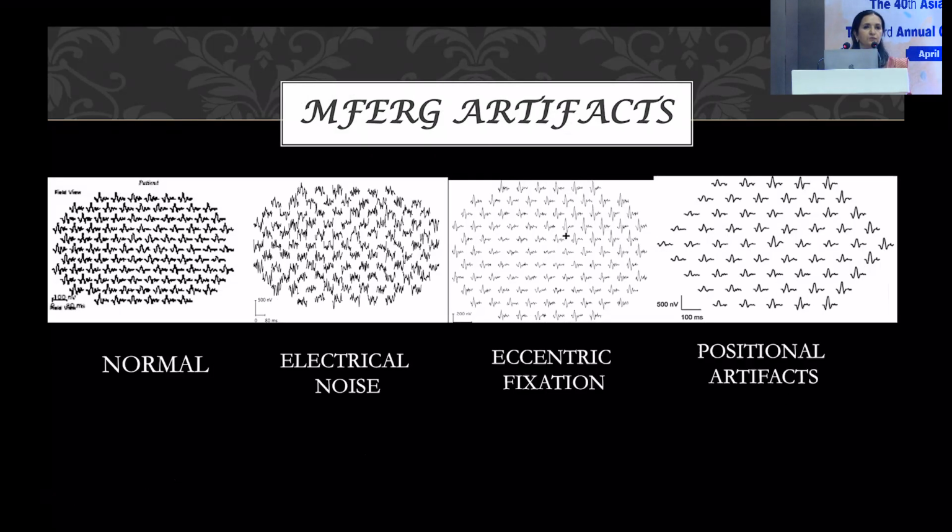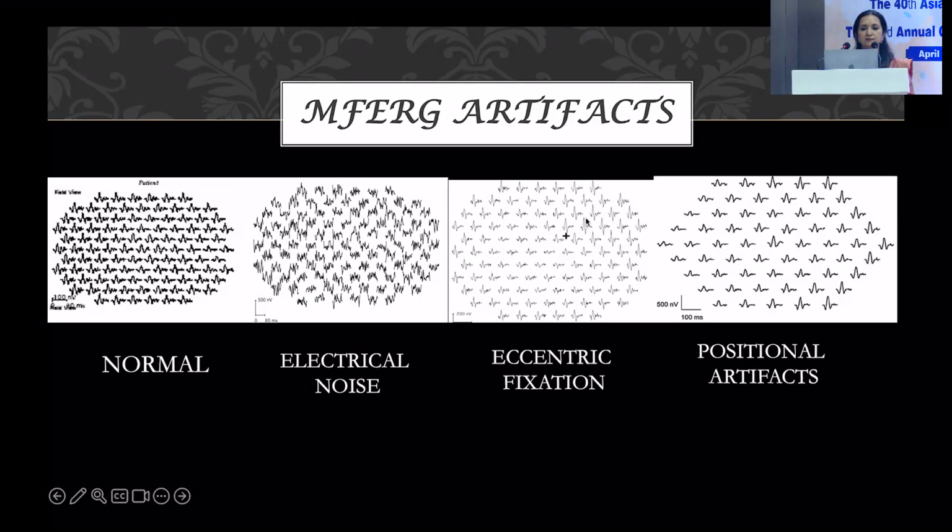Be very mindful of artifacts, because they can be seen very often in MFERG, and a typical one is the second one here, where you may see that waveforms are there, but this three-peak waveform is nothing but electrical noise. This is how it looks. So you must get used to identifying the waveforms, because you may get a topographical map even with this kind of noise.